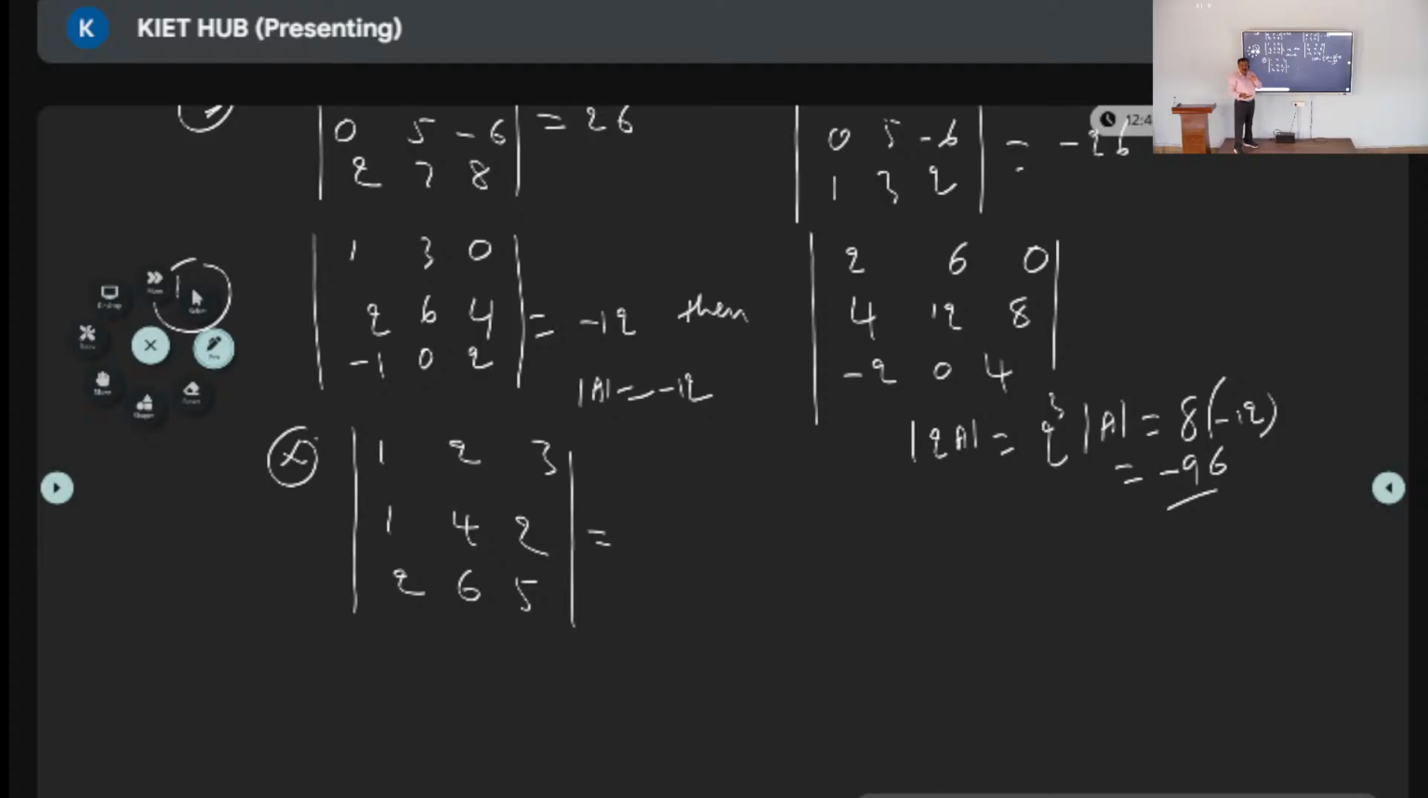Listen, very important point. Sum of the two rows is the third row. 1 plus 1 is 2, 2 plus 4 is 6, 3 plus 2 is 5. If the sum of two rows is the third row, or the sum of two columns is the third column, determinant vanishes. What is the determinant value directly? 0.